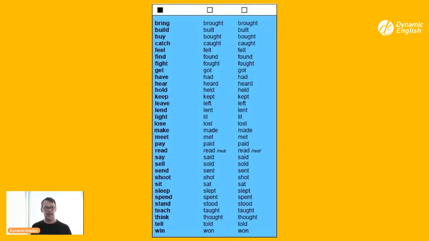Now, one important thing that I should mention for pronunciation is that on this list, as you can see, we have several verbs. Let's see, we have brought, bought, caught, fought. We have taught, thought. Okay, so just on this list, there's 6 verbs. There are more in English. But I want you to pay attention to the pronunciation there.